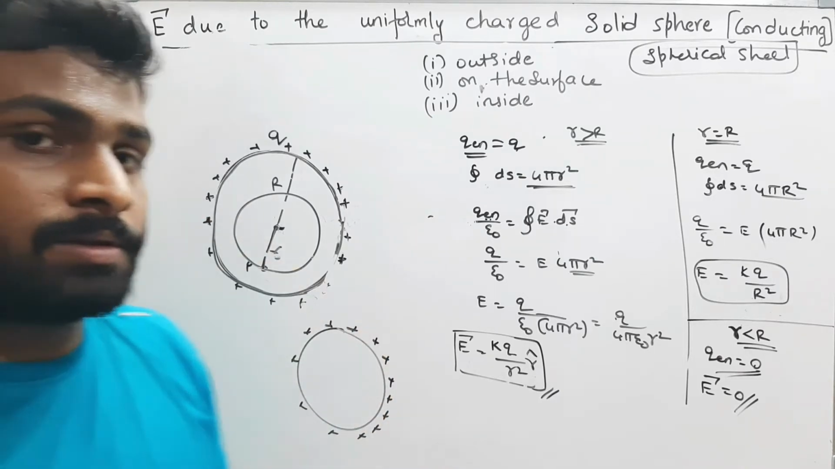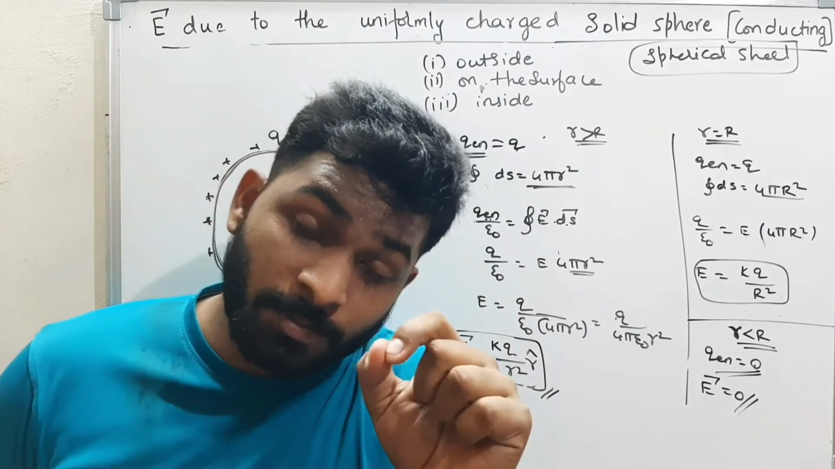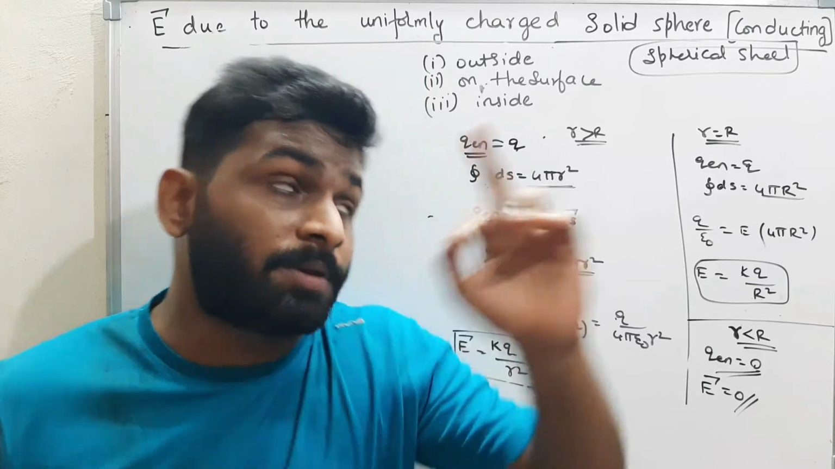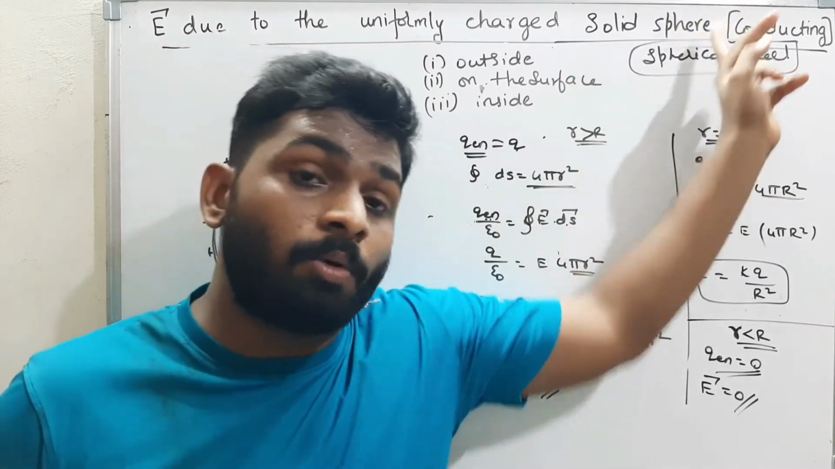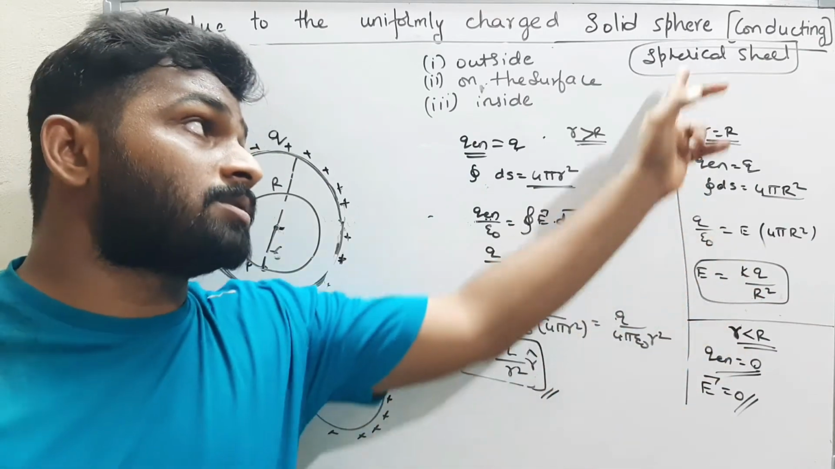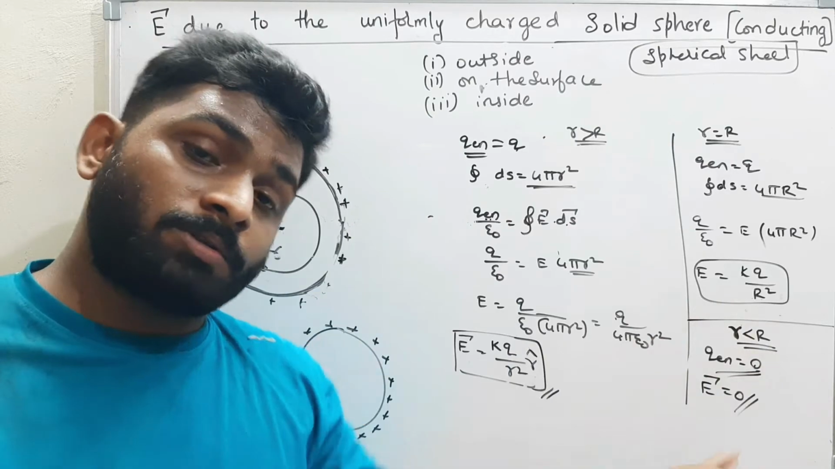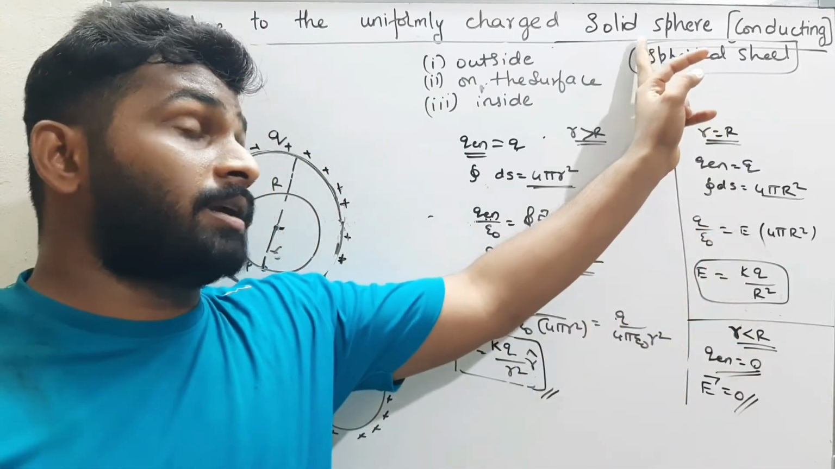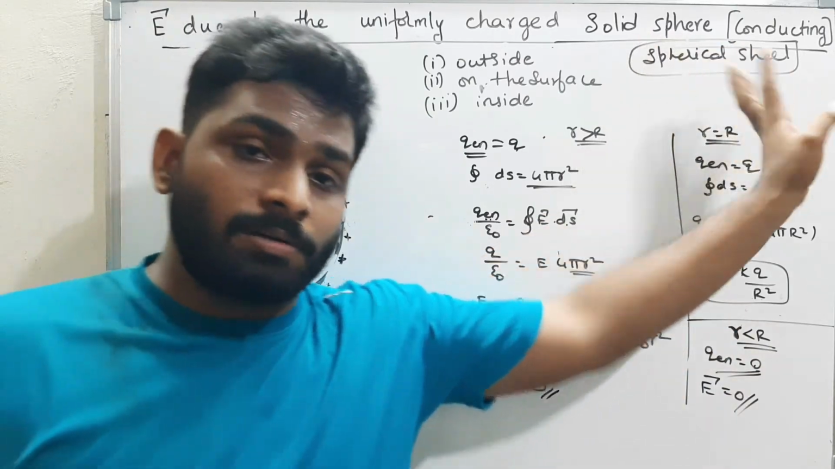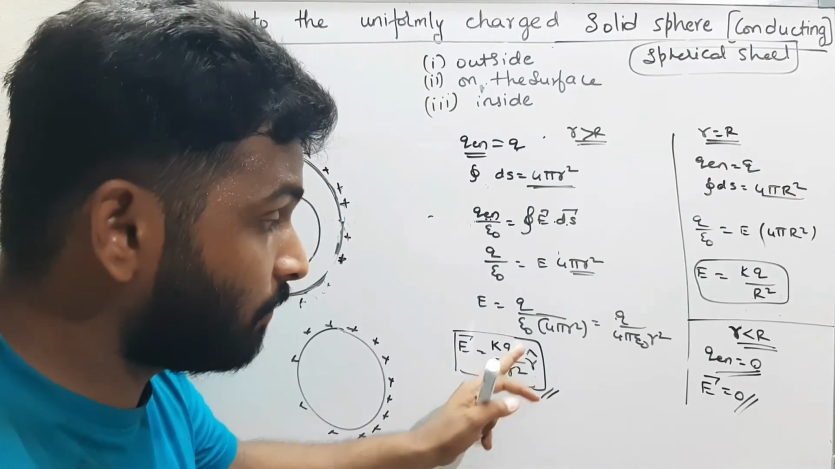Please remember this. One more thing I am saying again: for a conducting solid sphere and a spherical shell, everything is the same. Both are similar. The electric field at all these 3 points will be the same for a conducting solid sphere and a spherical shell. Sometimes the answers won't be in the form of Q.